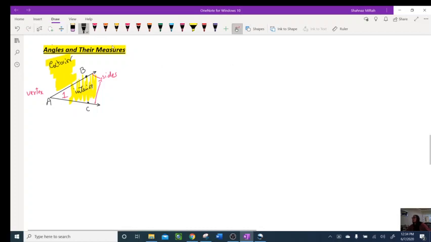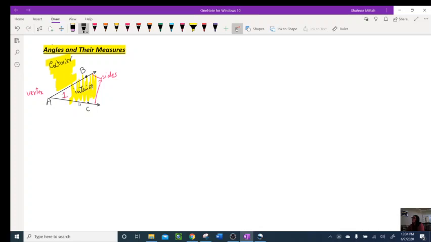I'm gonna do that one. This is an angle right there. Okay, the angle is ABC, and it consists of two different rays and one common endpoint. This endpoint is called the vertex. These rays are called sides. This is the interior of the angle, and that's the exterior of the angle.